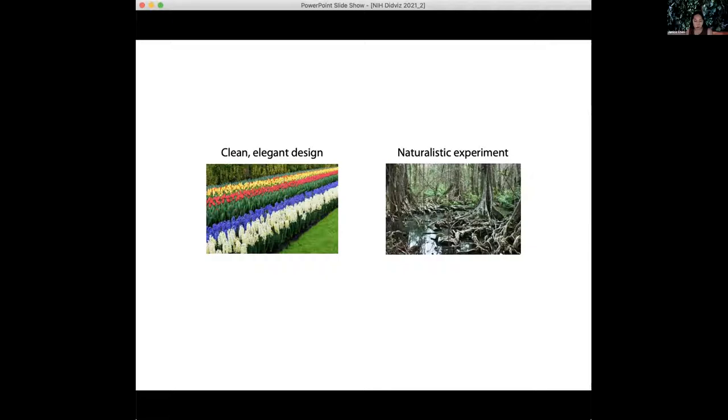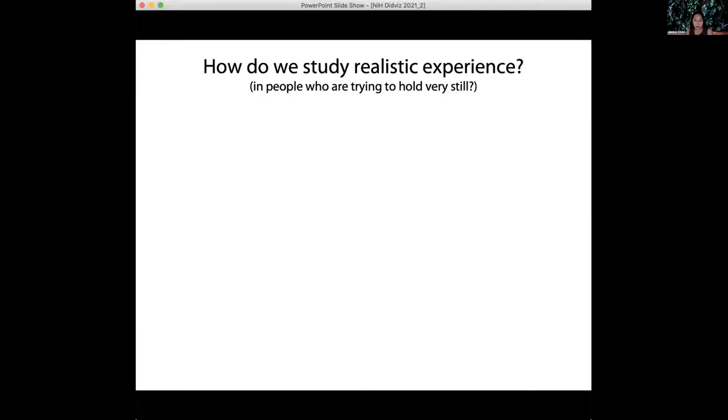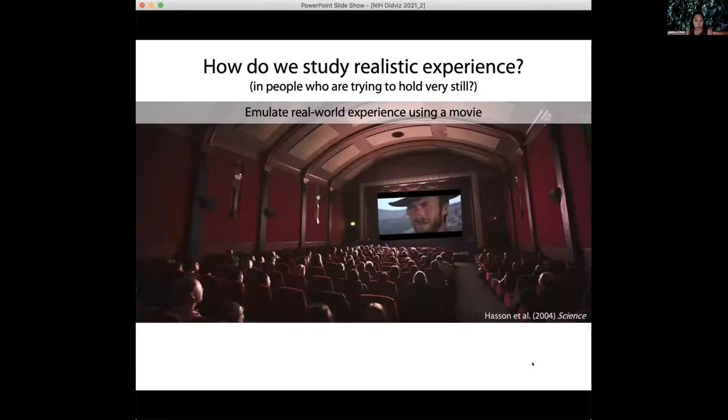So how do we study realistic experience in people who are trying to hold very still? We want to scan people's brains while they're having naturalistic experiences and remembering them. And that means that they won't be able to move. So we emulate real world input using a movie, and we elicit realistic behavior by asking people to speak freely about what they've seen.